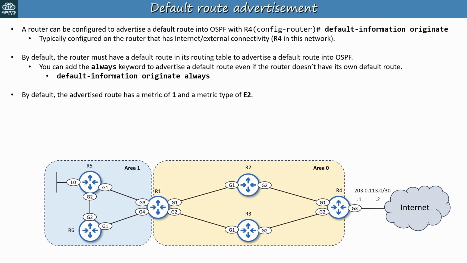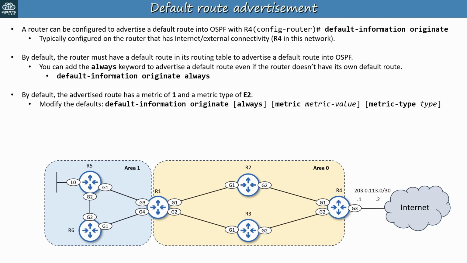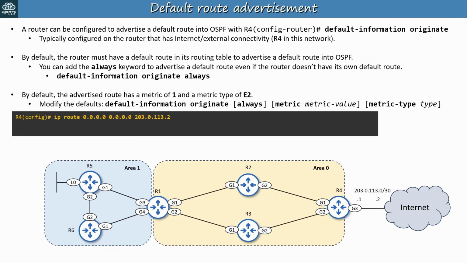So the command becomes default-information originate always. And by default, the advertised route will have an OSPF metric of 1 and a metric type of E2. We'll see what the metric type means in the next slide. But you can modify these defaults by adding the metric and metric-type options to the command. The metric type can either be 1 or 2. Again, we'll test this later. First, let's test the basic command.